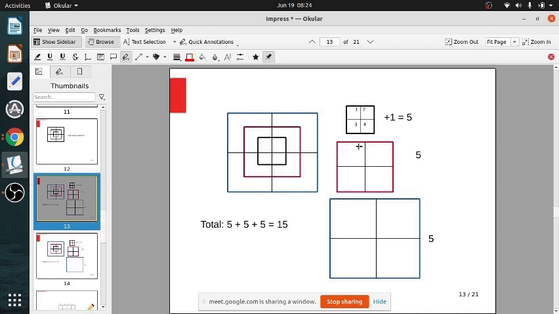Similarly, for the middle one, either you can take 1, 2, 3, 4, or you can take the whole one together. So 5 squares. And for the outer one, either you take 1, 2, 3, 4, or you take the whole green as a single square, 5. Got it? Each one means 5 squares: 4 divisions and 1 complete square. Here also 4 divisions and 1 complete square. So actually you got 5 in each. So 5 plus 5 plus 5, 15.